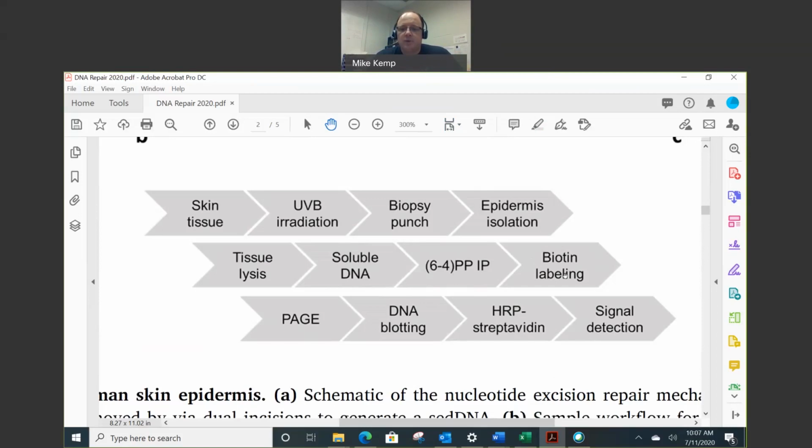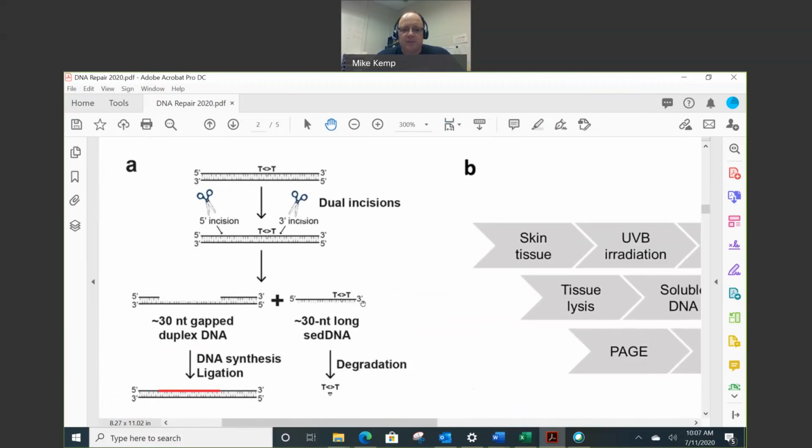Once we immunoprecipitate them, separating them from any other DNA in the tissue lysate, we will end label them with biotin. Biotin is a small molecule, which we can then detect using HRP streptavidin. For this biotinylation, we use an enzyme called terminal transferase, which can add nucleotides to the 3' end of the DNA. So we simply add a biotinylated nucleotide to the 3' ends of these small DNAs.